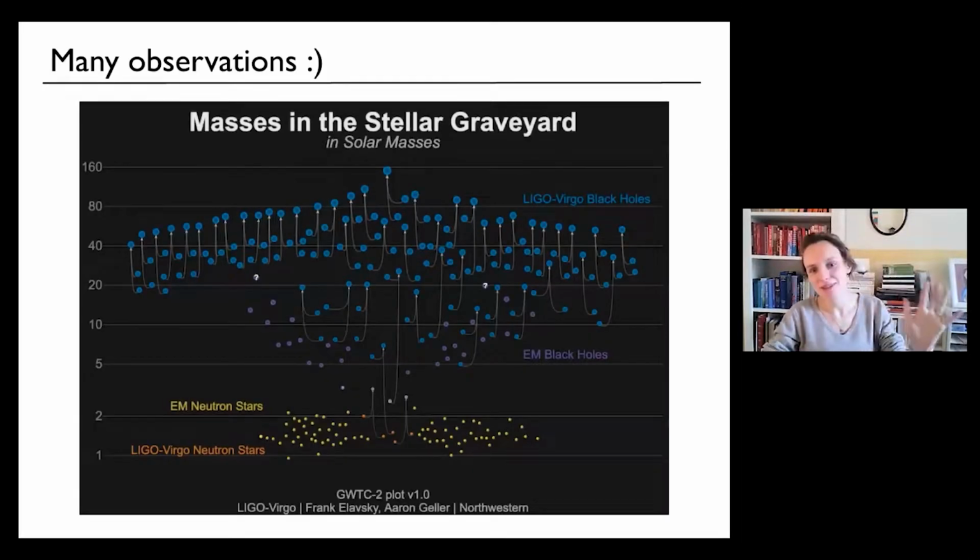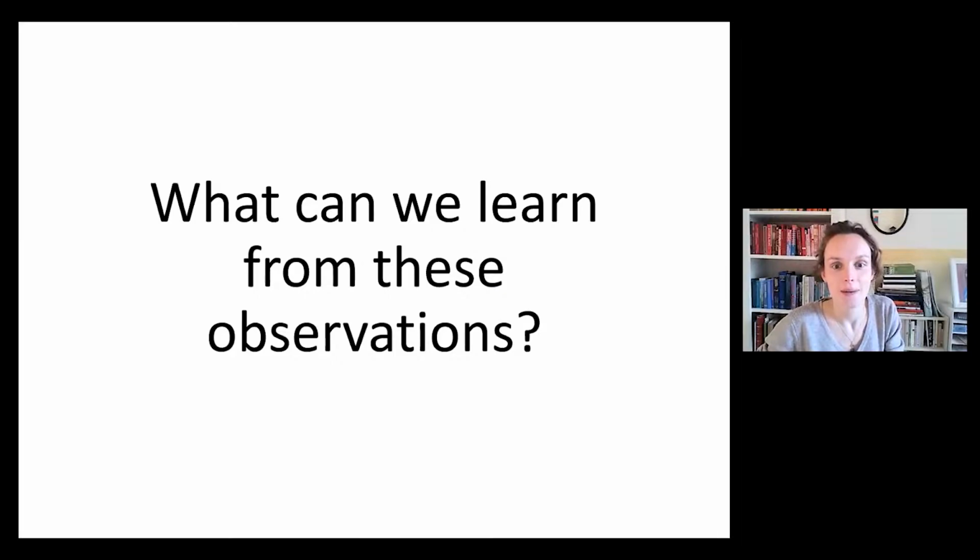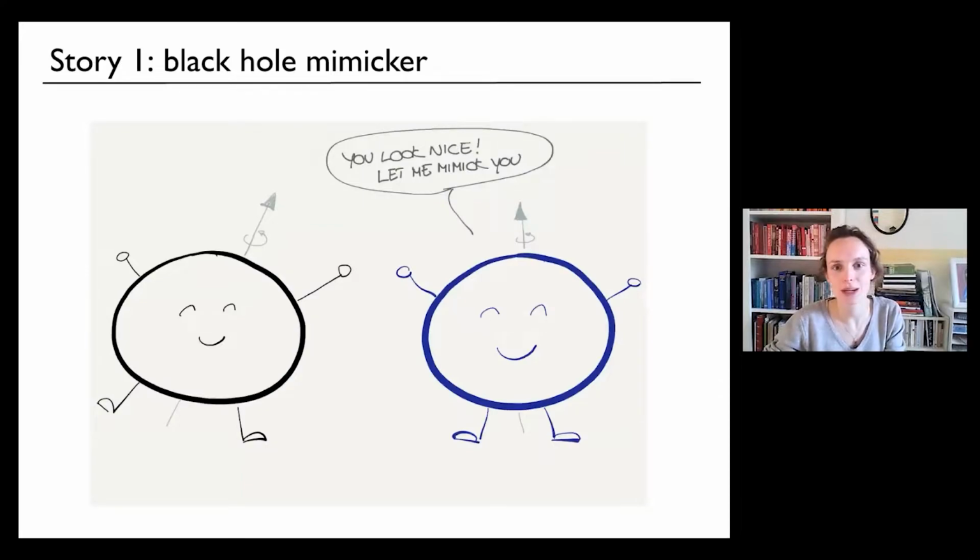So, right, we live in incredibly exciting times, at least from the perspective of gravitational wave astronomy, because we have many observations, which means that indeed we get to test general relativity and the nature of the objects that we see. But of course, the key question is, how much can we actually test and how much can we actually learn from these observations?